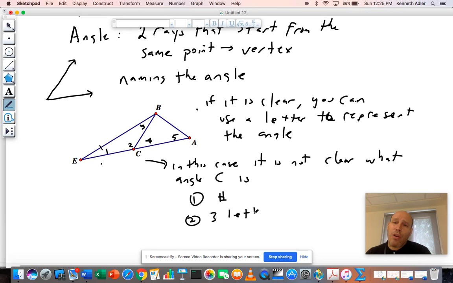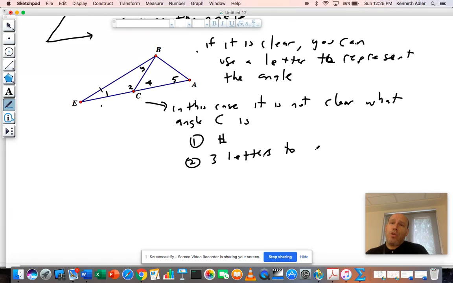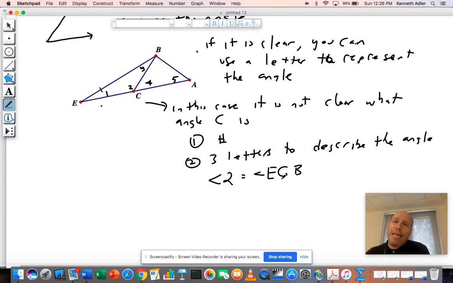Use 3 letters to describe the angle. So how would I describe angle 2? Angle 2, I would say angle is equal to angle ECB. Once again, E and B are points on the rays, but C, the middle letter, is the vertex.